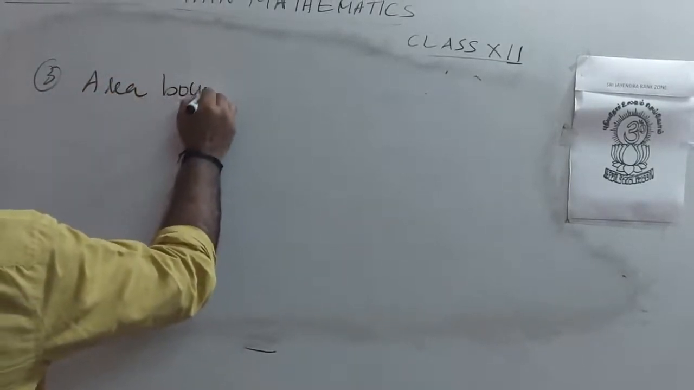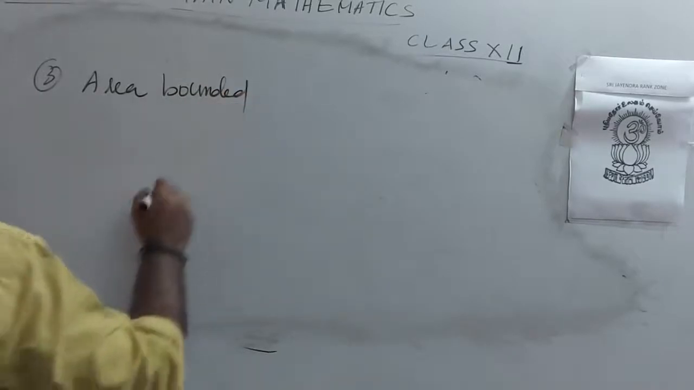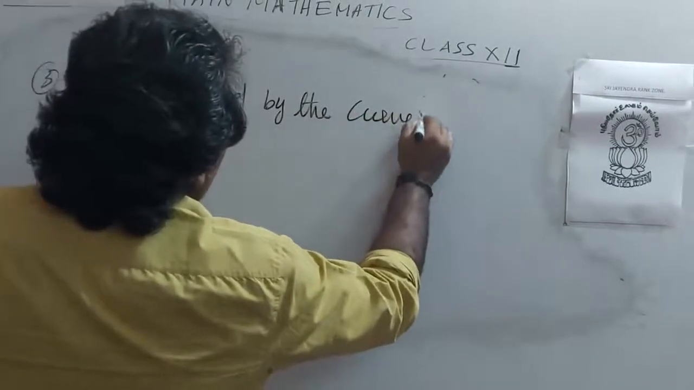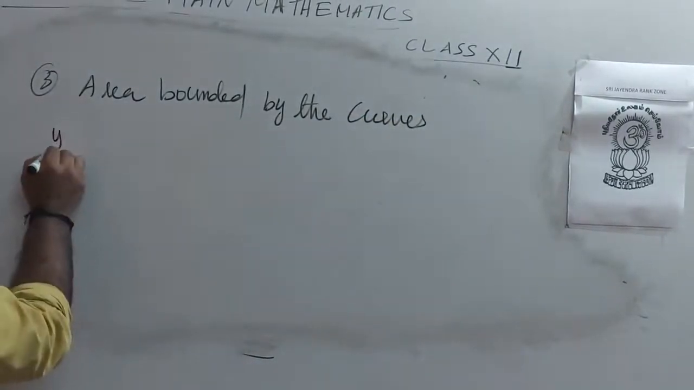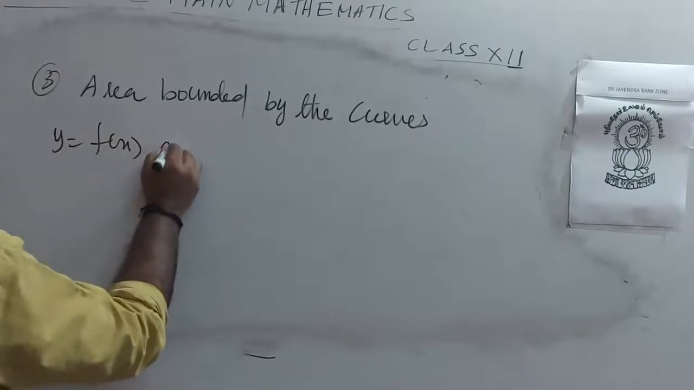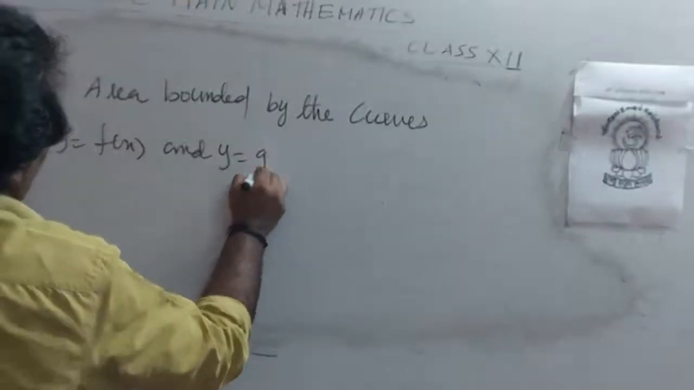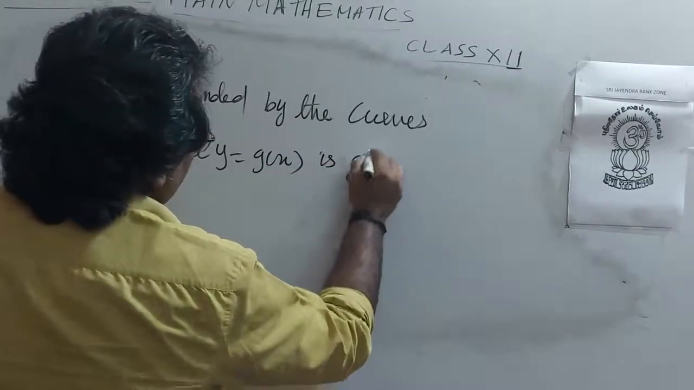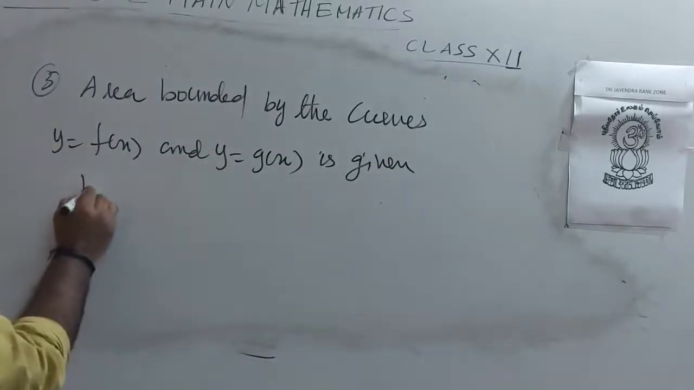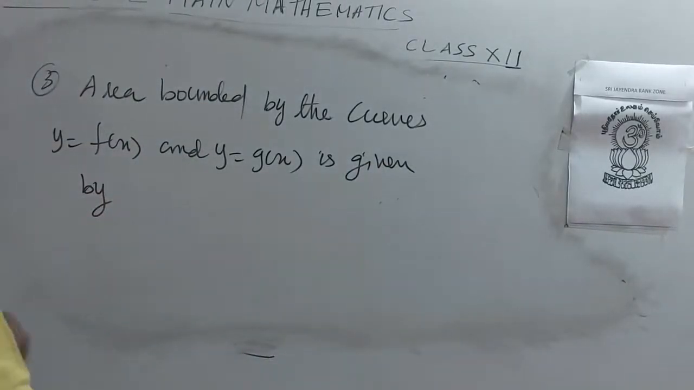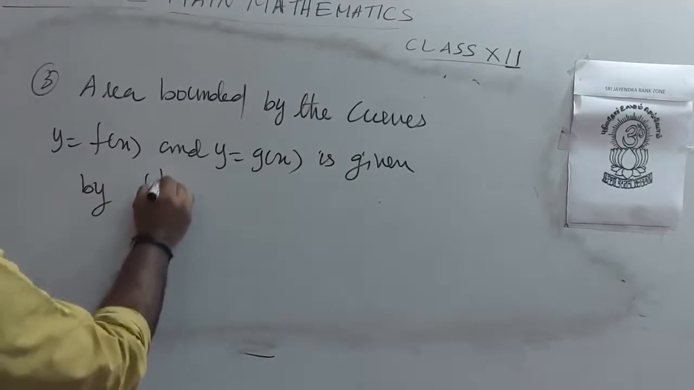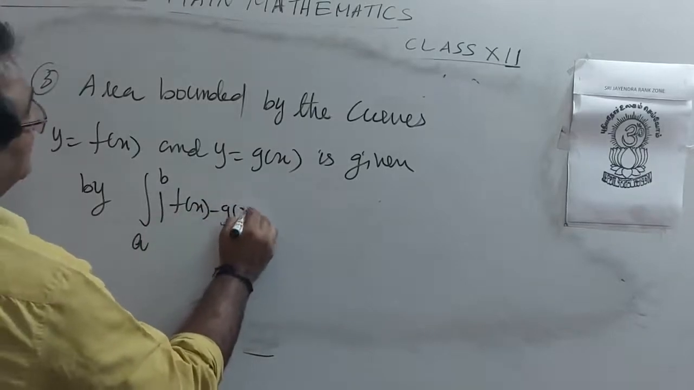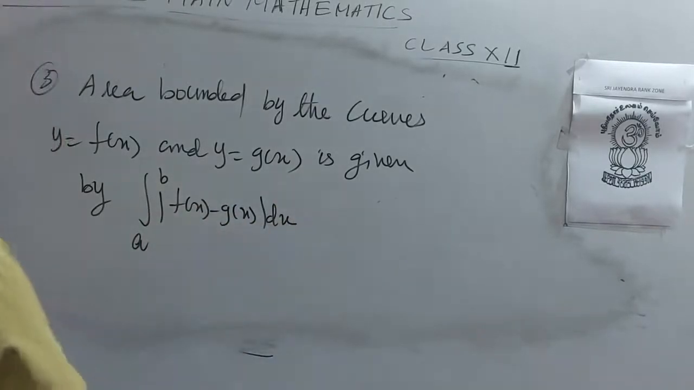Area bounded by the curves y equal to f of x and y equal to g of x is given by, and related to be, modulus of f of x minus g of x dx.